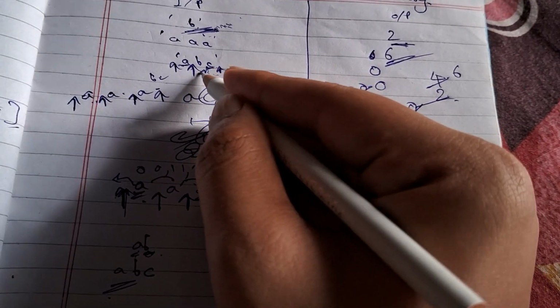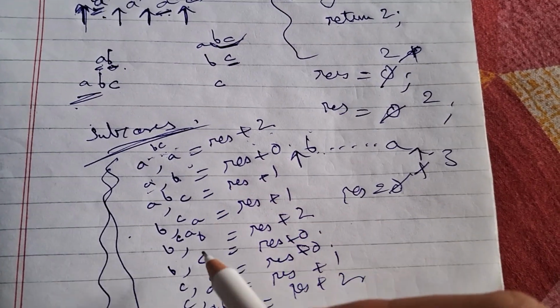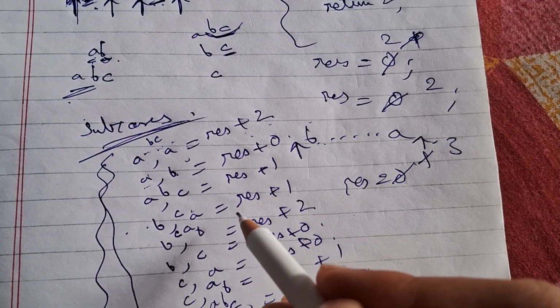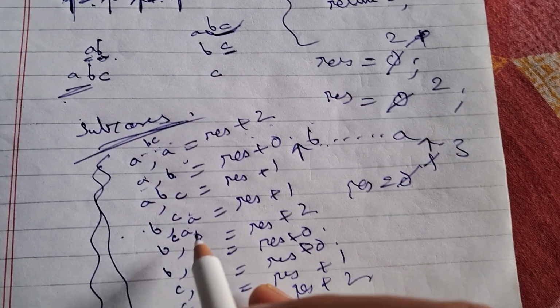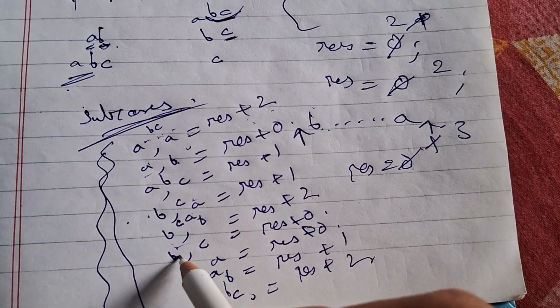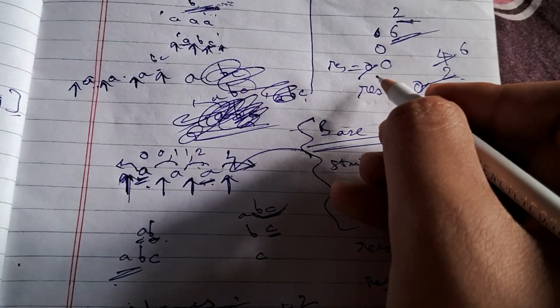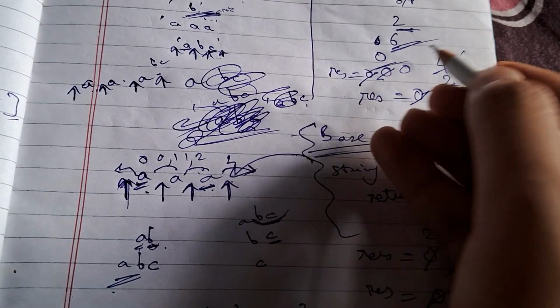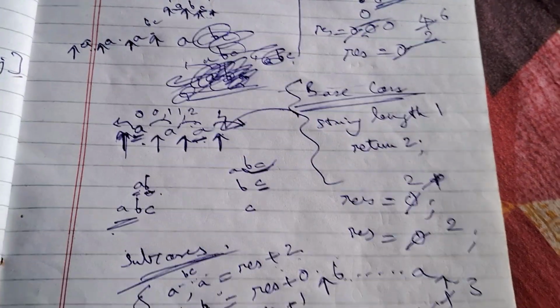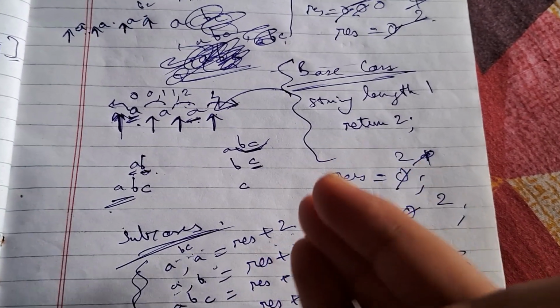For B and C, what is it? Sorry, this is not B and C. This is B and C. For B and C, result plus 0, right? So it remains 0. So that's the reason we are getting 0. So this is how the code works. This is a very simple code. So I hope you get it.